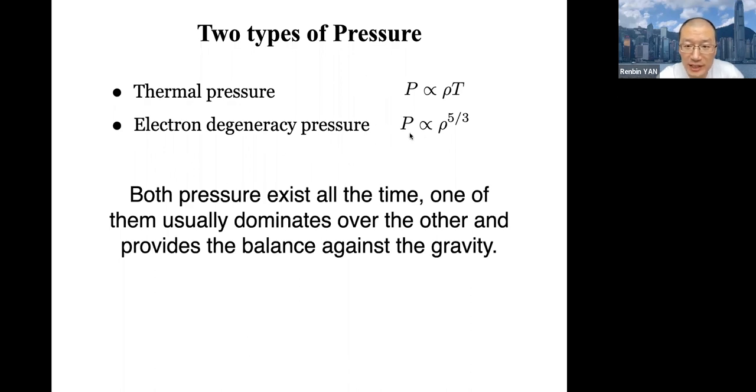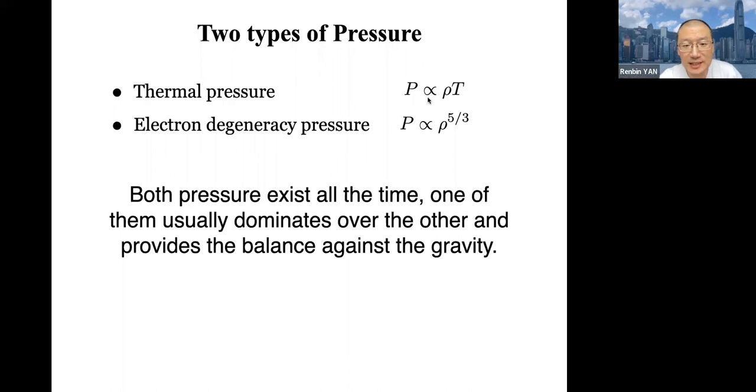That pressure is proportional to density. It has nothing to do with temperature. It's just proportional to density to the 5/3 power. Both of these pressures exist all the time. And in most of our daily situations, it's the thermal pressure that we can sense and feel because it is dominant. The density that we encounter in our normal life is just too low for electron degeneracy pressure to be noticeable. It does exist, but it's so small compared to the thermal pressure in most situations in our life.